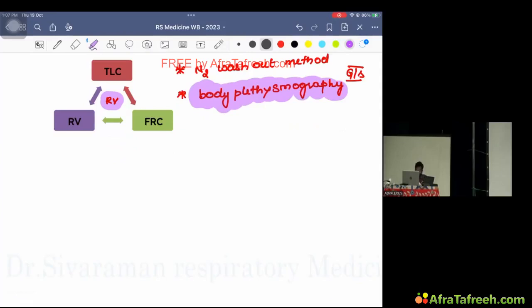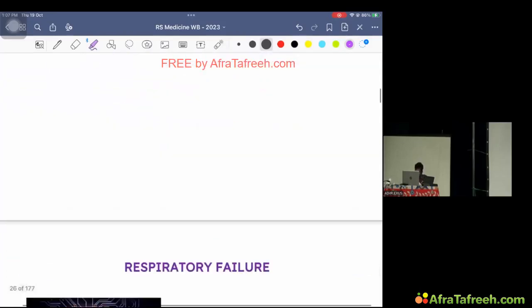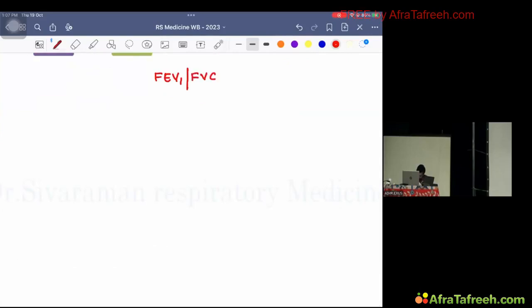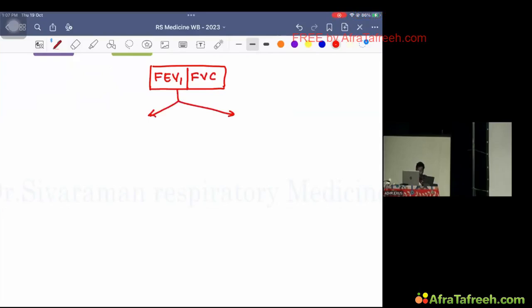Here again I'm finishing with one more graph, one more flow chart, which is again going to be handy for your diagnosis. Why this graph is important is last year we had a question from this topic, so this graph is very, very important to solve that question. First step is again, as I told you, FEV1 by FVC: reduced, normal or increased.